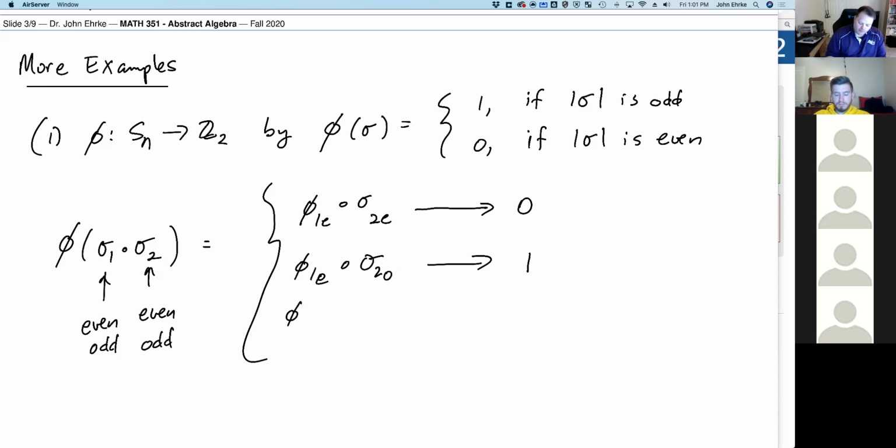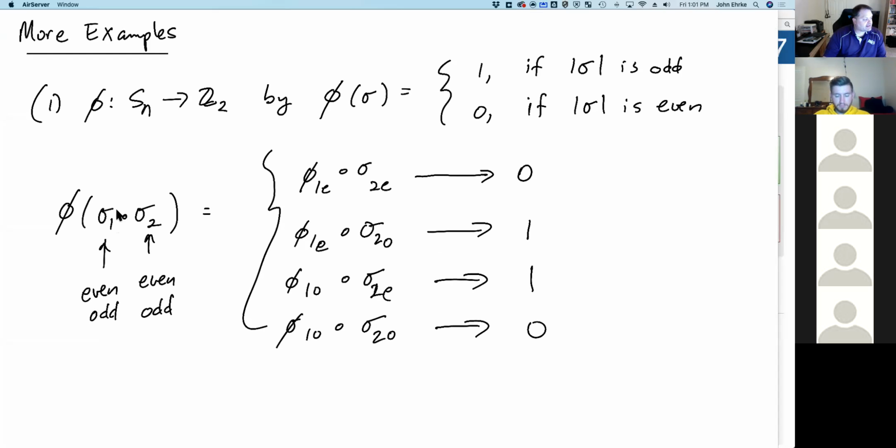Phi of 2, or phi of 1 odd, composed with phi of 1 or phi of 2 even. Since they're different, they would go to 1. And then this would go to 0.